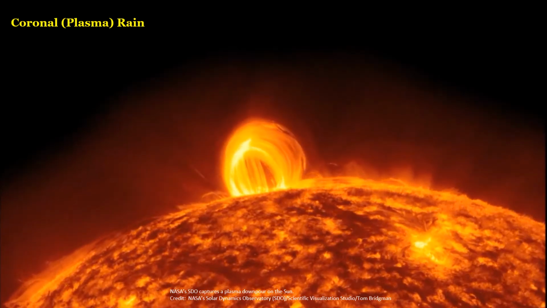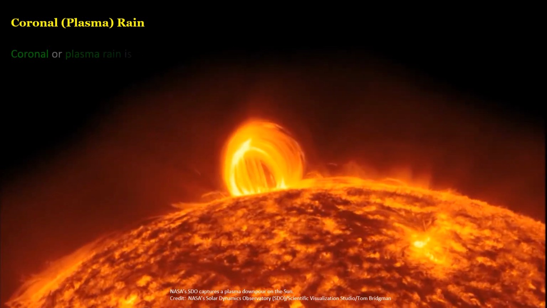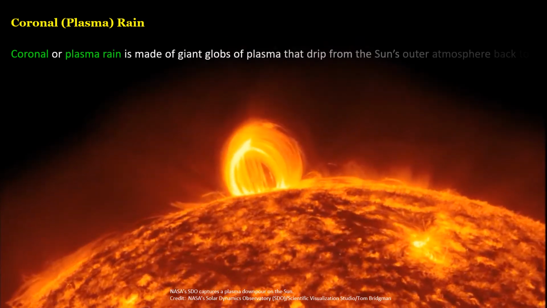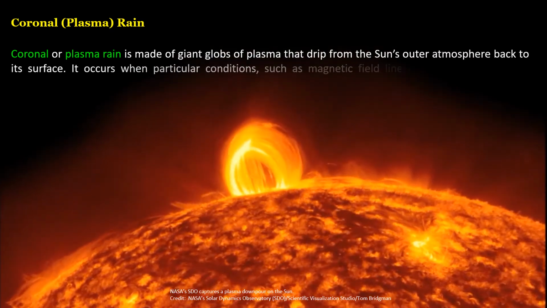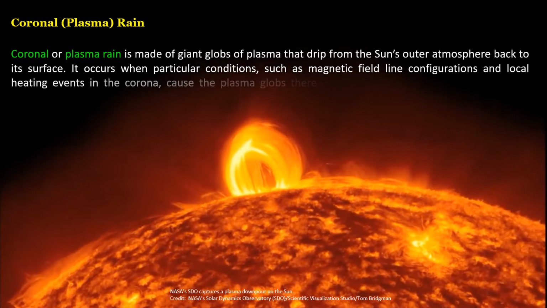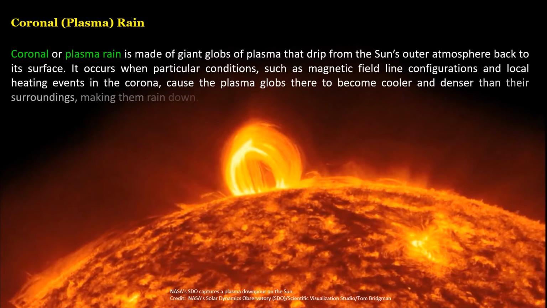Coronal or plasma rain. Coronal rain is made of giant globs of plasma that drip from the Sun's outer atmosphere back to its surface. It occurs when particular conditions, such as magnetic field line configurations and local heating events in the corona, cause the plasma globs there to become cooler and denser than their surroundings, making them rain down.